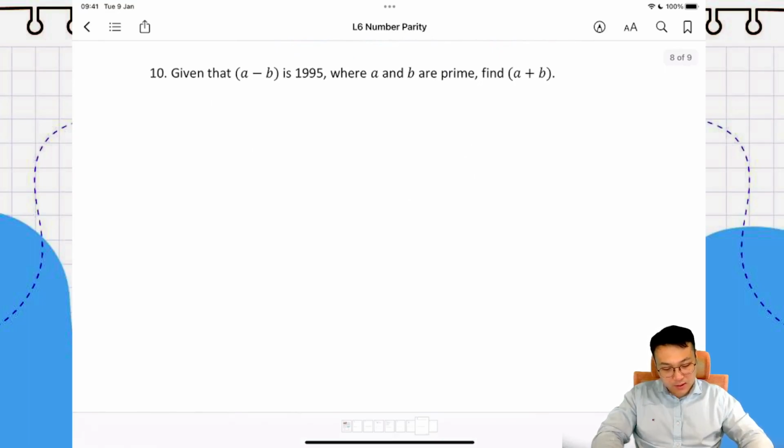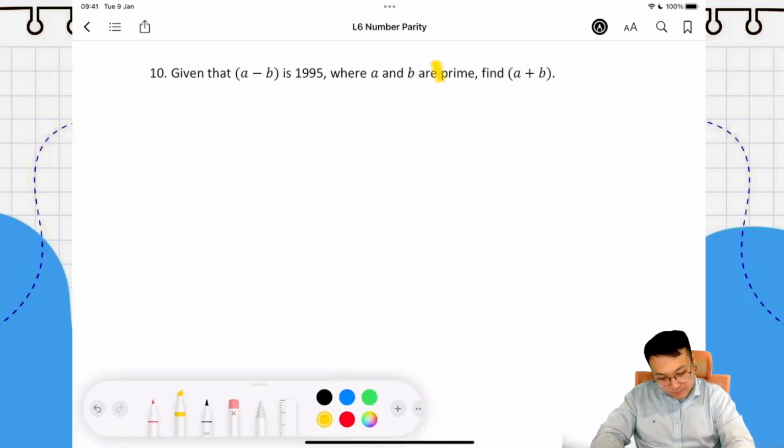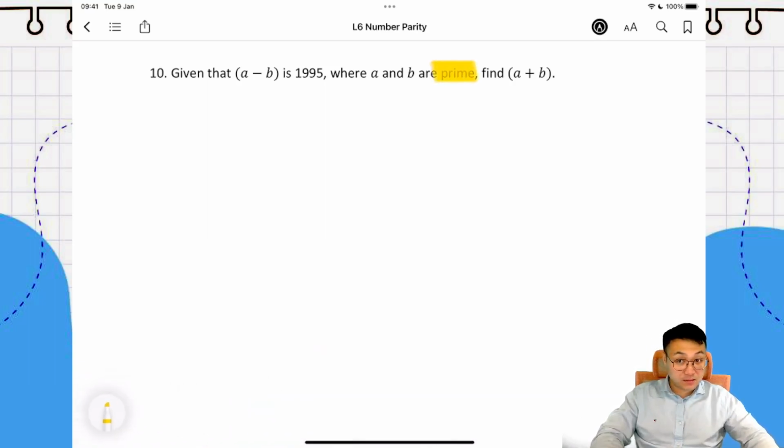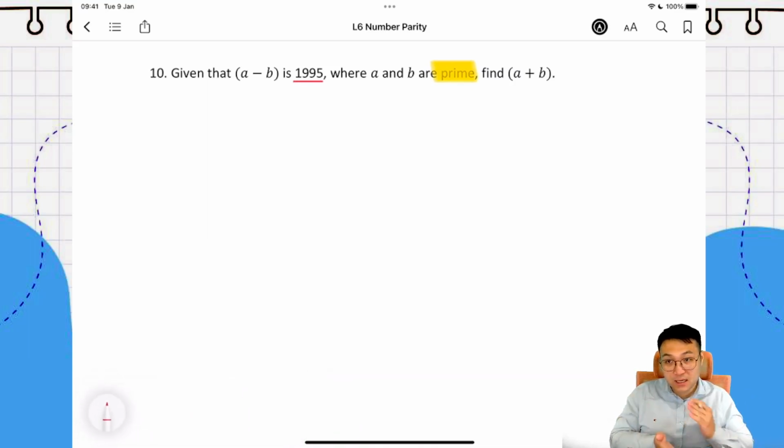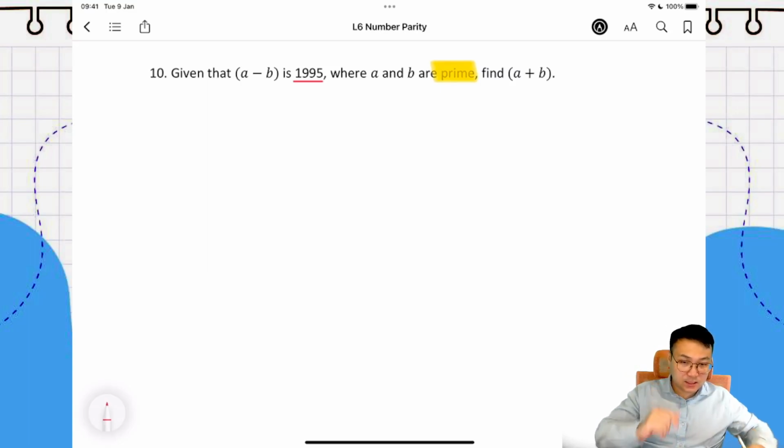Given that a minus b is 1995, and they are saying that a and b are prime numbers, find a plus b. So students, how should we start off? Ask yourself, should A be odd or even? Should B be odd or even? They already told you that A minus B is 1995. Ask yourself, are A and B odd or even? And then what is A and what is B? Type your answer in the chat. What is A plus B? I give you 2 minutes.